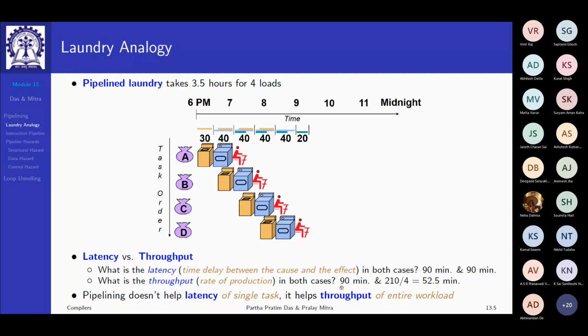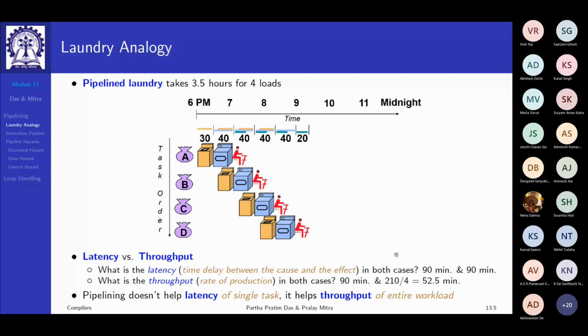in the case of the sequential laundry. So if I look at throughput on the average, that is the total time taken divided by the number of tasks completed, then in the sequential case, it was 90 minutes, same as the latency. But in the pipeline case, it drastically reduces to 52.5 minutes.